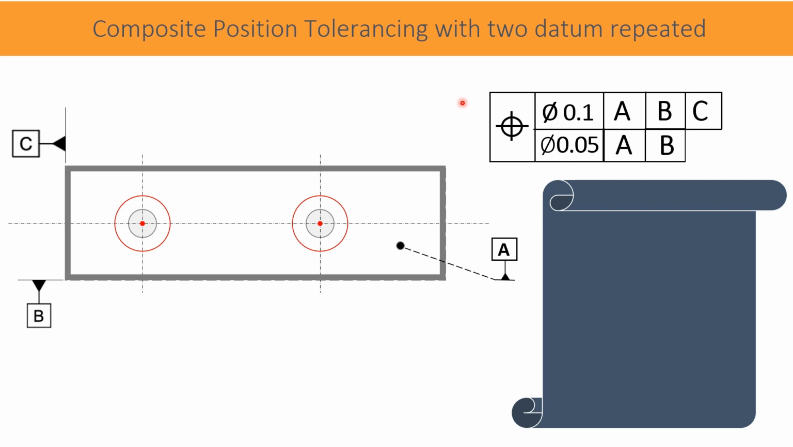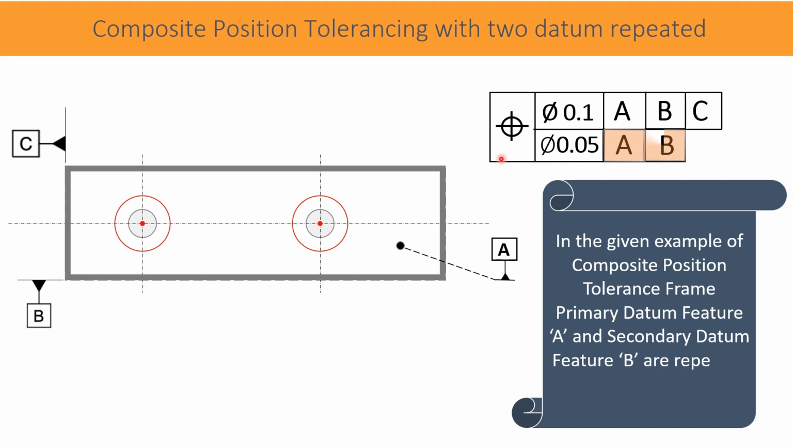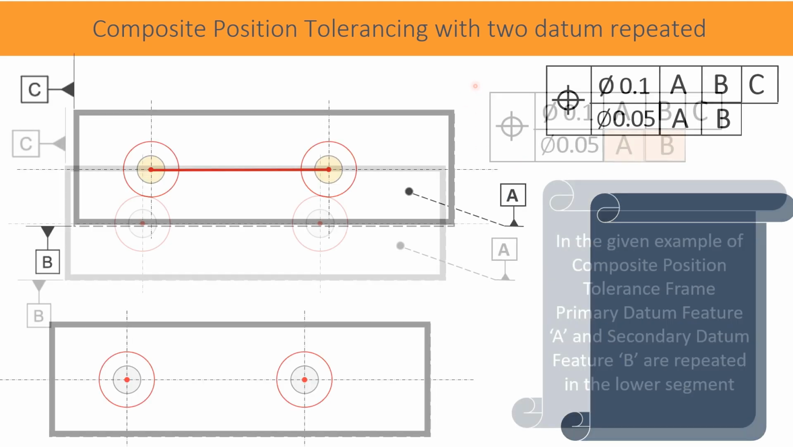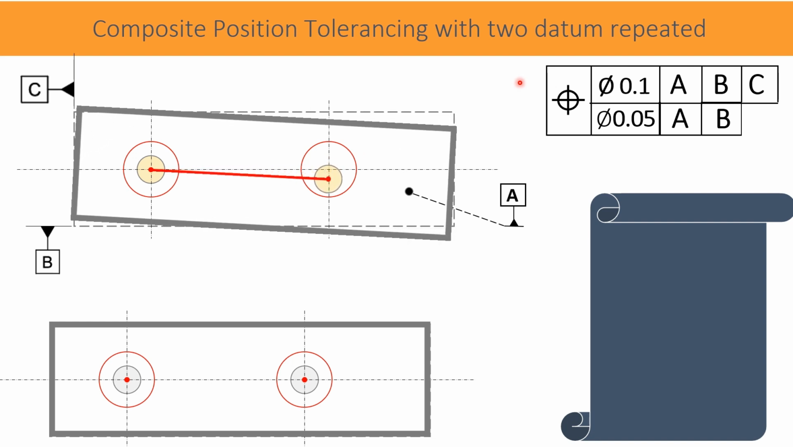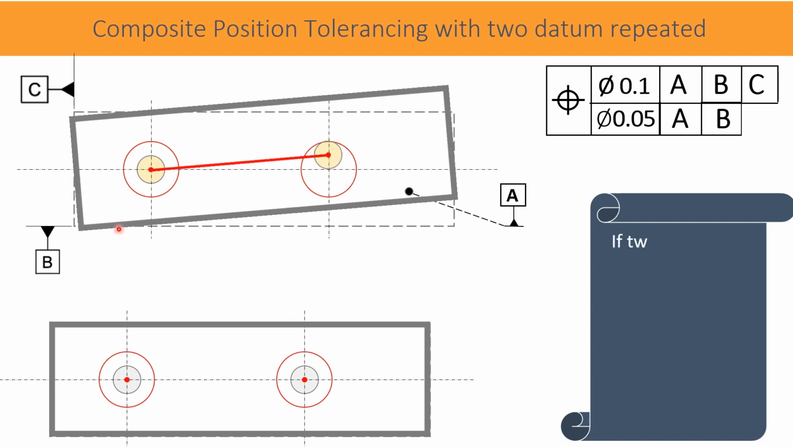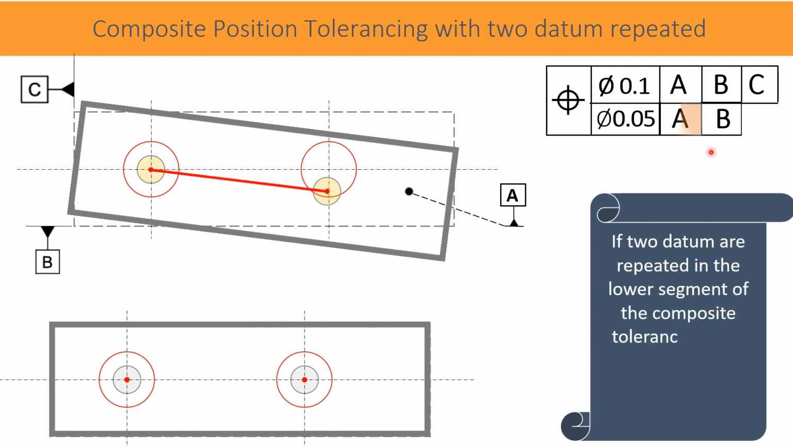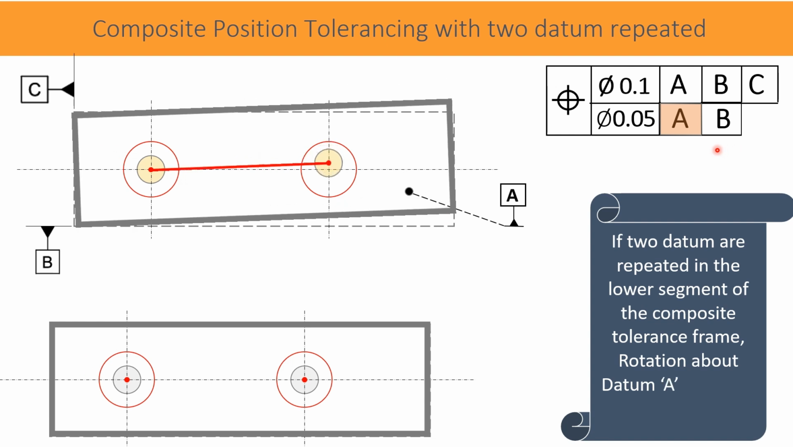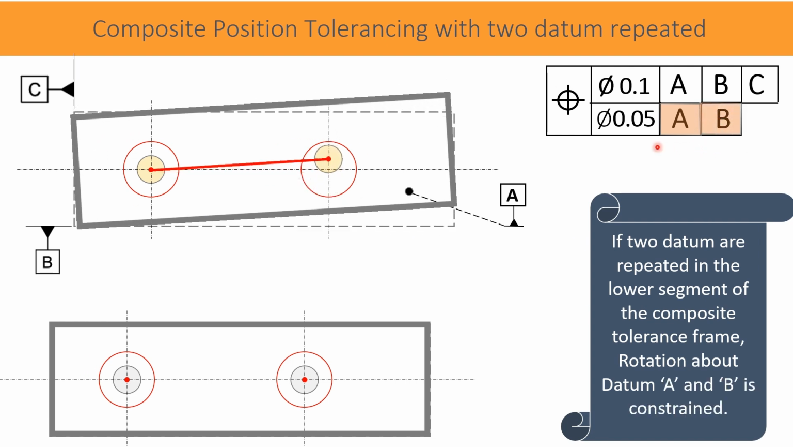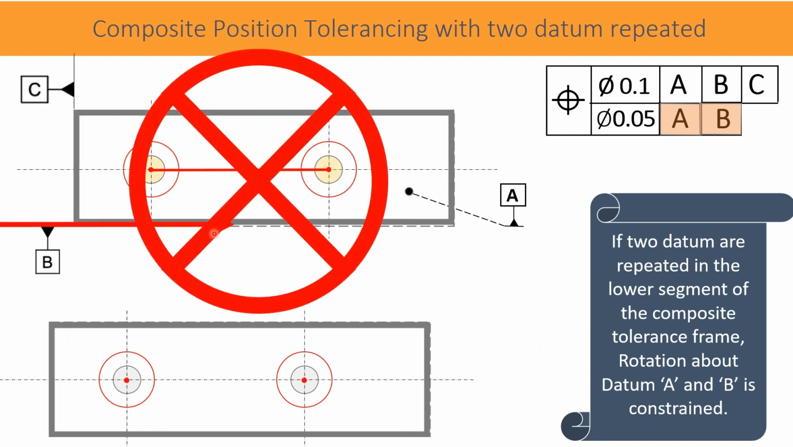Now, let us repeat the primary and secondary datum features of the upper segment in the lower segment of the composite tolerance zone frame. We already saw that when only one datum is repeated in the lower segment, the part is allowed to rotate within 0.1. In this example, datum feature B is also repeated, and this datum constrains the rotation of the part, allowing only translation. Here, datum B does not allow the part to rotate about it.